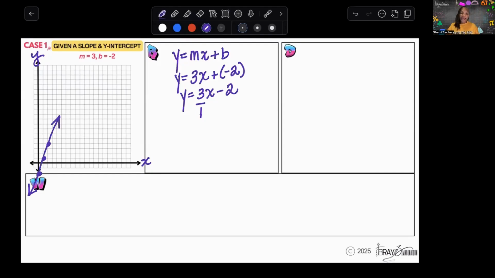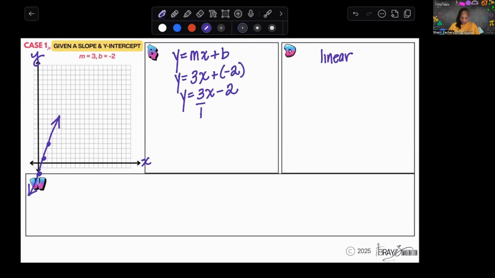Now, if you are using a calculator or Desmos, you could easily put this equation in and it would generate the graph of a line for you. It definitely is linear. But now I have to determine if it is proportional or non-proportional. To determine that, I'm going to use the first part of my slope-intercept form to substitute in the values that I have.